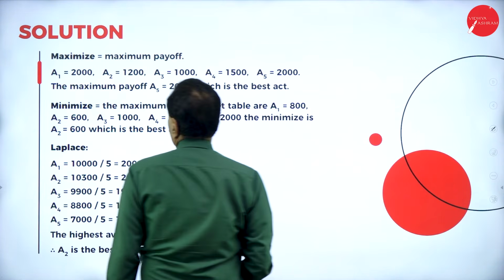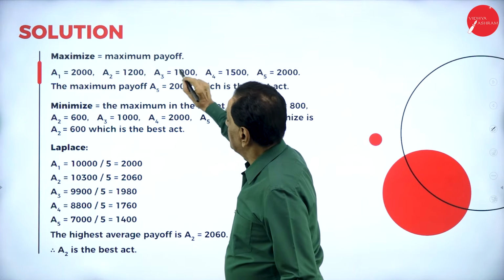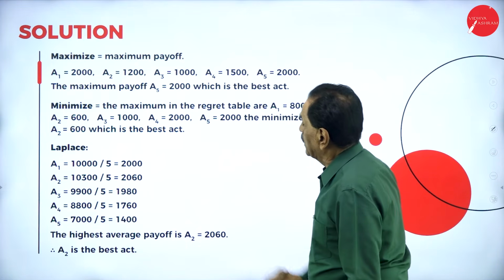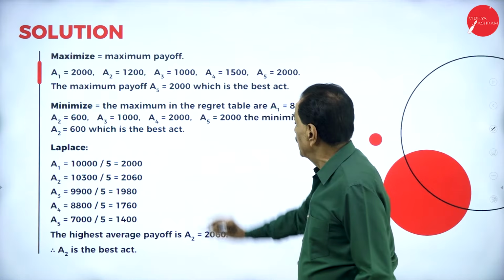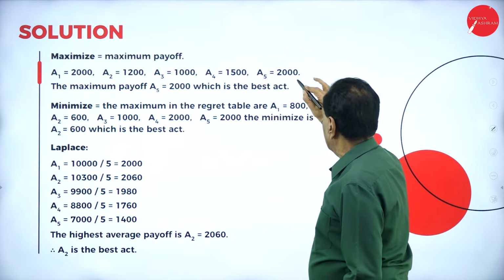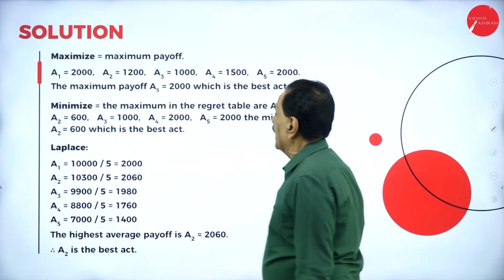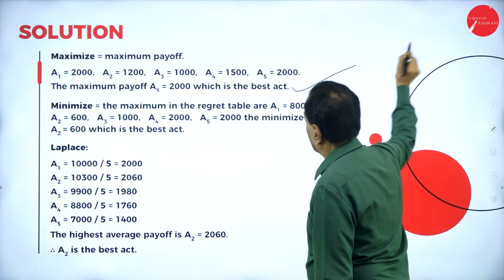Now, maximum payoff. A1 is 2000, A2 is 1200, A3 is 1000, A4 is 1500, A5 is 2000. The maximum payoff is A5, 2000, which is the best act.